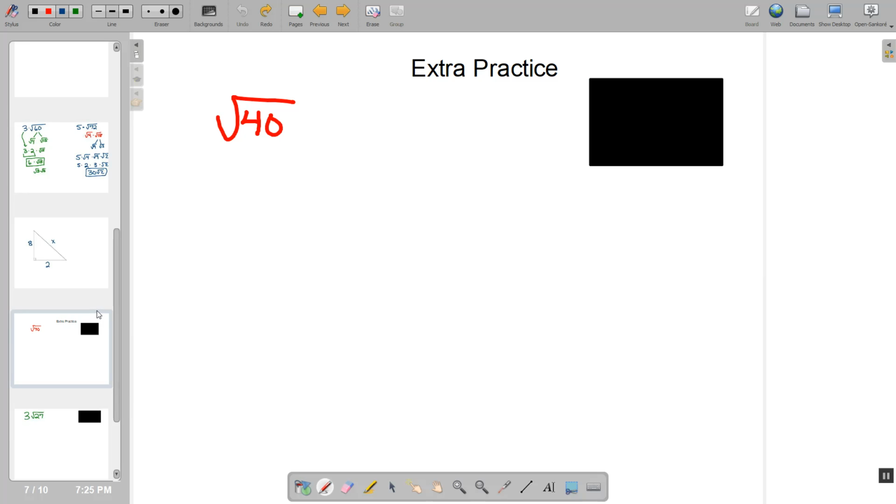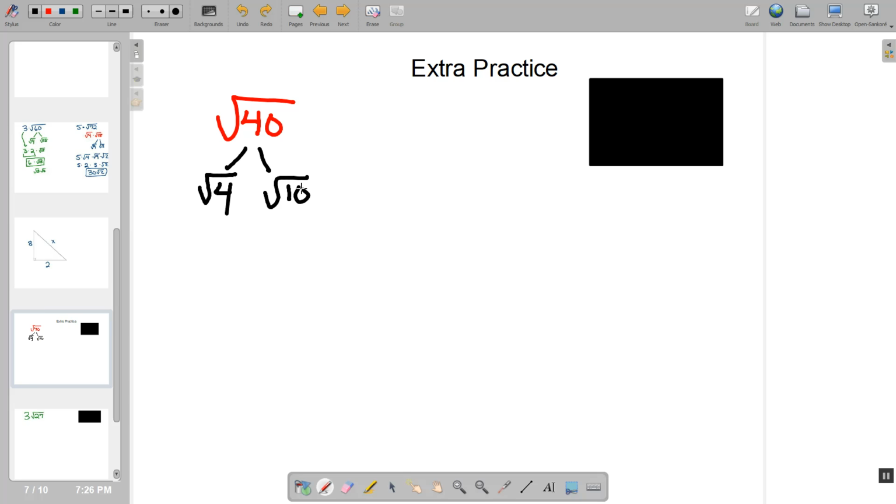For the extra practice, we're going to do a couple small examples, and then we're going to use the knowledge we've learned from this video to actually do some stuff with the Pythagorean theorem. For the first problem here, we have the square root of 40, and we need to find the largest possible perfect squares that can divide into 40. So I know that 40 can be divided by 2, but the largest possible perfect square that can divide evenly is actually 4.